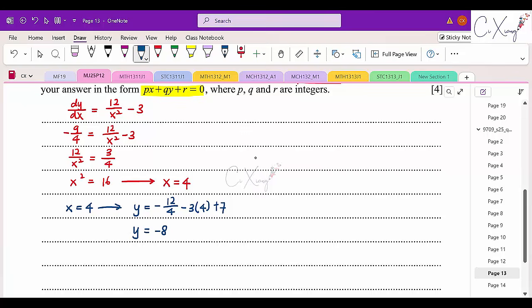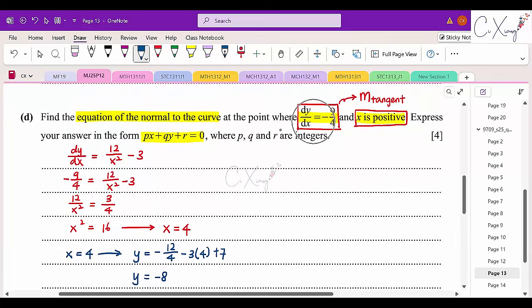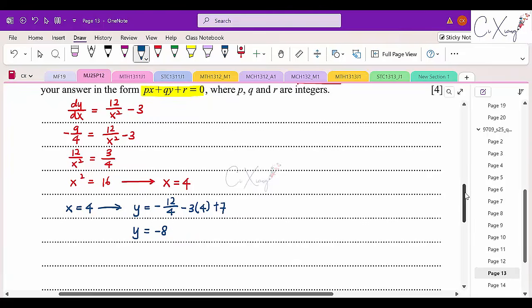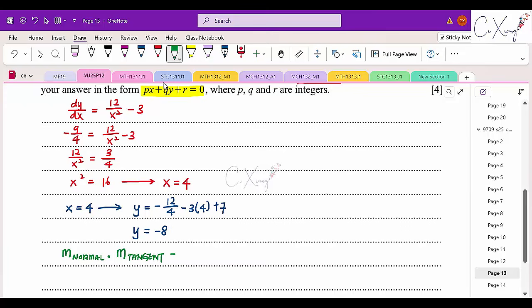So I have the gradient of the tangent, I have the passing point, and now I need the gradient of the normal. How can I get it? We know that the normal and tangent are perpendicular to each other, therefore the product of these two gradients should equal negative 1. If the gradient of the tangent is dy/dx, which is negative 9 over 4, then the gradient of the normal will be positive 4 over 9.